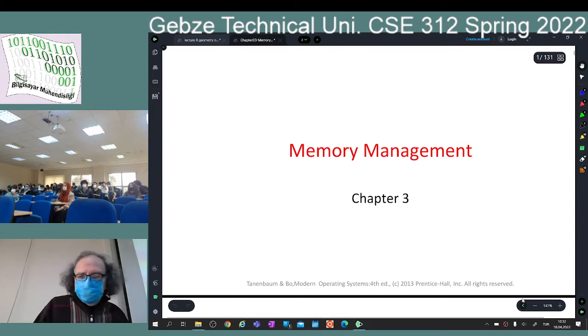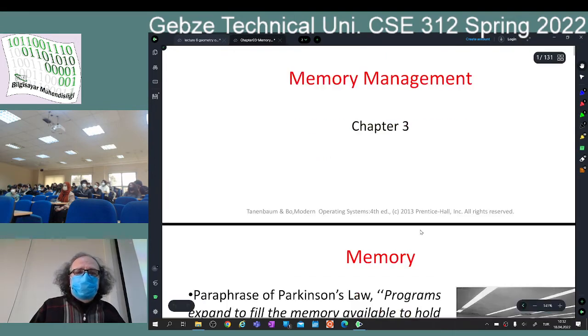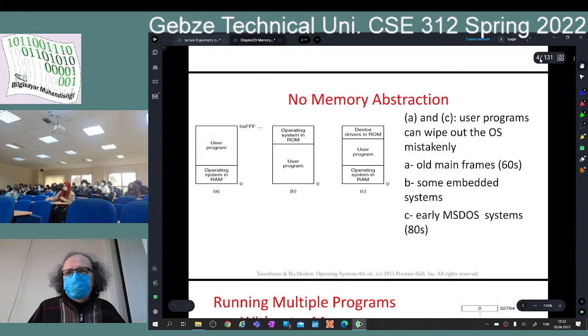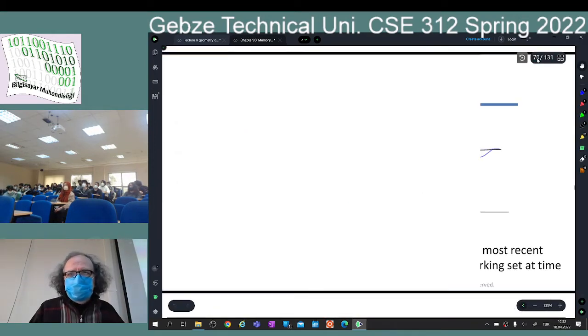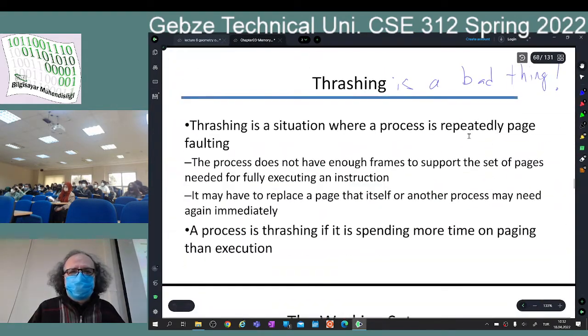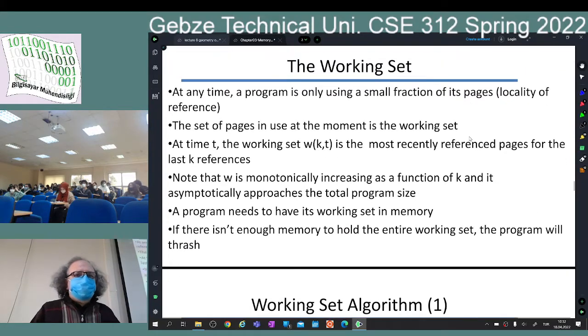Okay, so we are still in chapter number 3. We are talking about memory management, and we have seen a bunch of page replacement algorithms. Last time, I guess we stopped at this point. I introduced the idea of the working set.